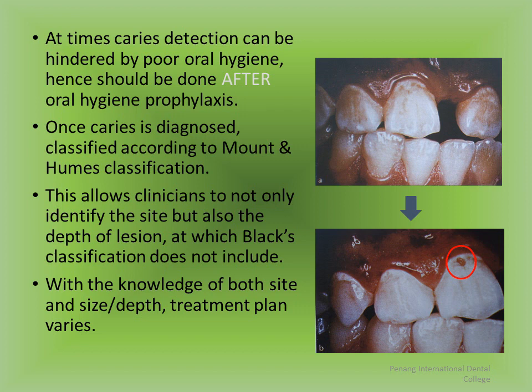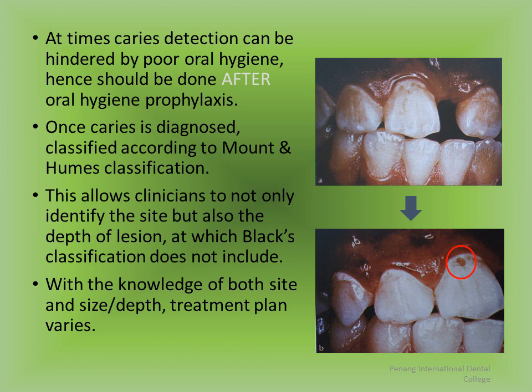but I am also going to be talking about the Mount and Hume classification. So according to Mount and Hume, this classification will help you to assess the site as well as the size of the lesion, similar to our ICDAS. This is the drawback of GV Black's classification. We do not know the site and we do not know the size.